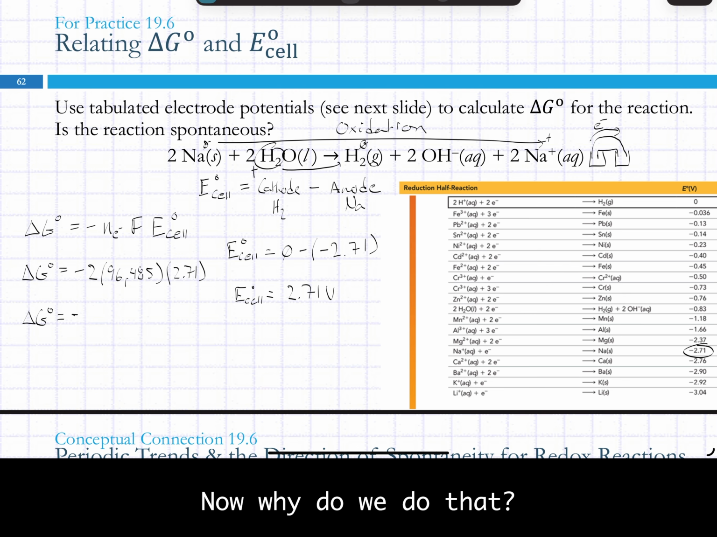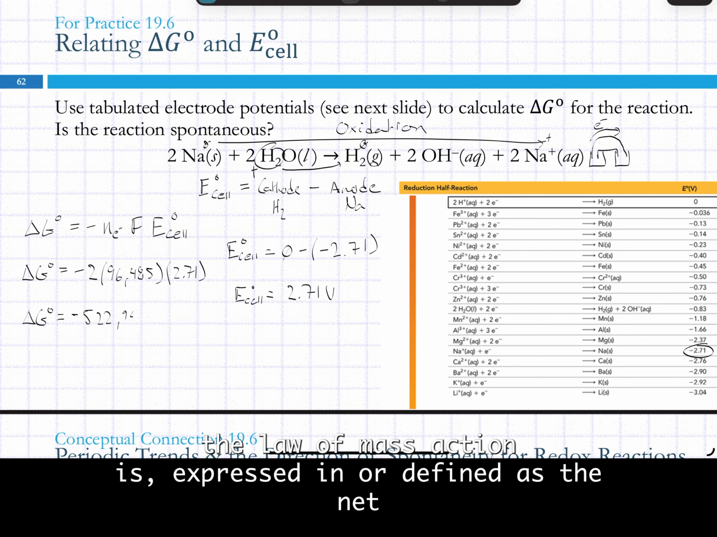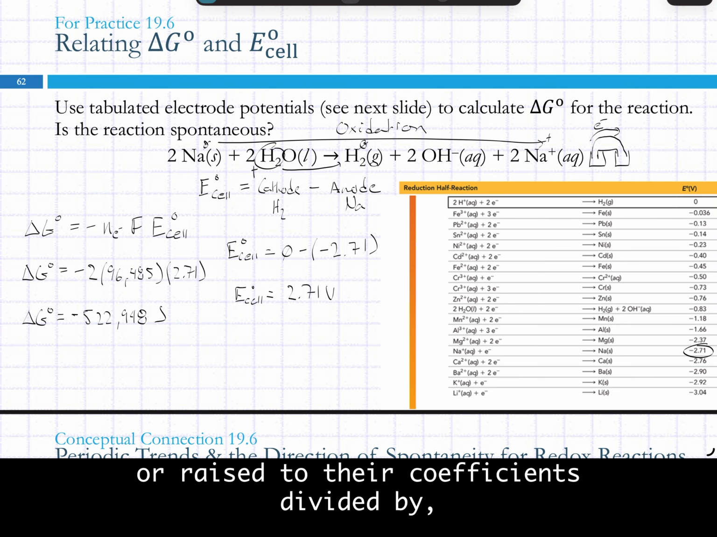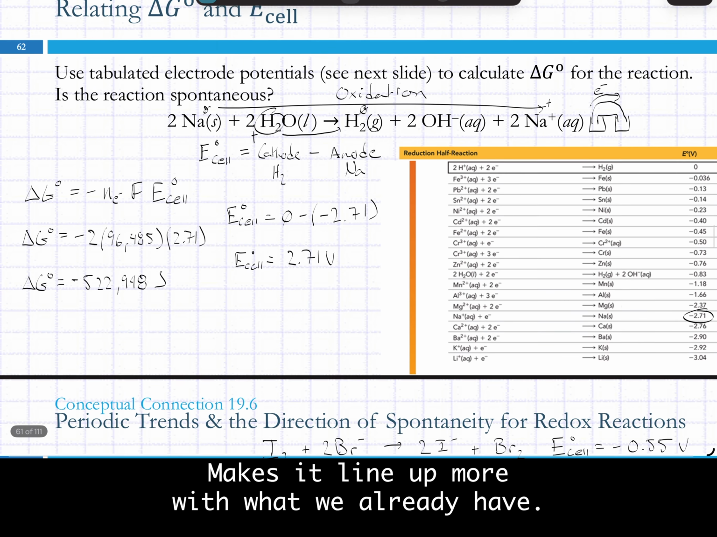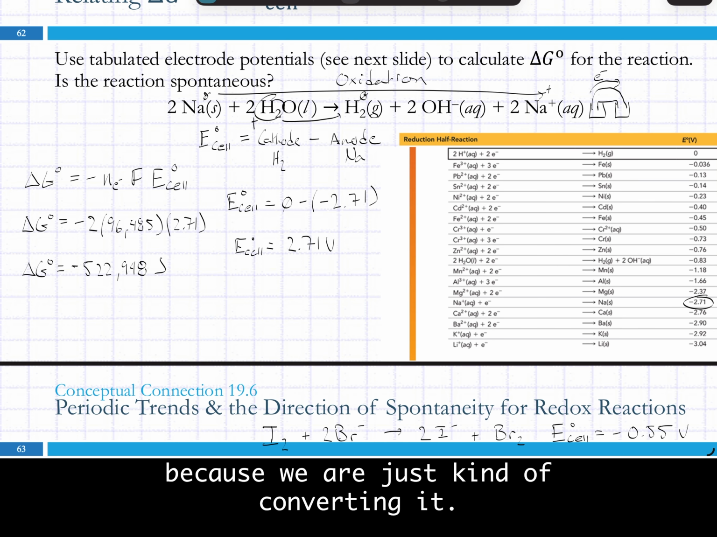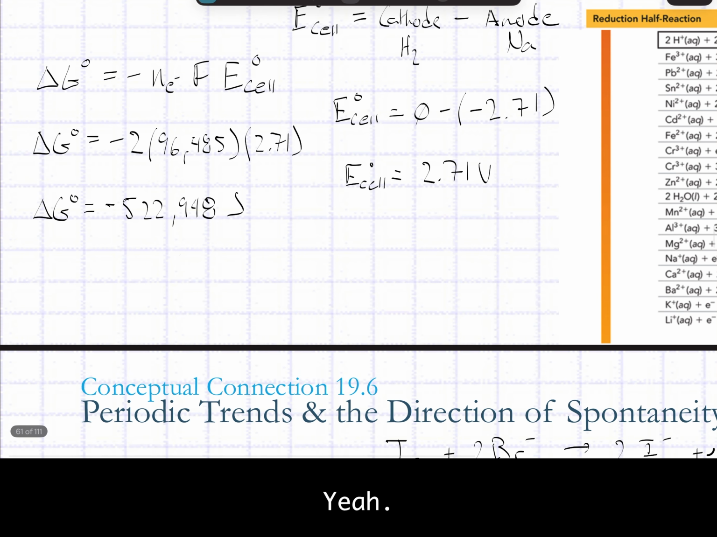Now, why do we do that? I think just because our equilibrium expressions, the law of mass action, is expressed in log base 10 of concentrations of the products raised to their coefficients divided by the reactants. So I think it's just to make it line up with that. Otherwise, we'd have to be doing some kind of translation. It makes it neater with what we already have. So is it entirely necessary? I don't think so, because we are just converting it. You don't need to be able to repeat that derivation.